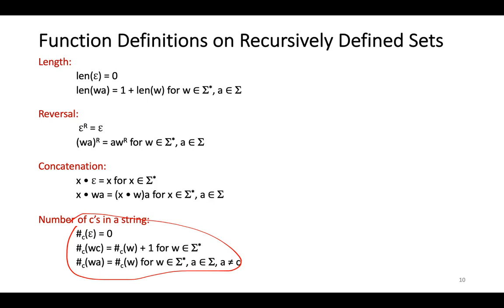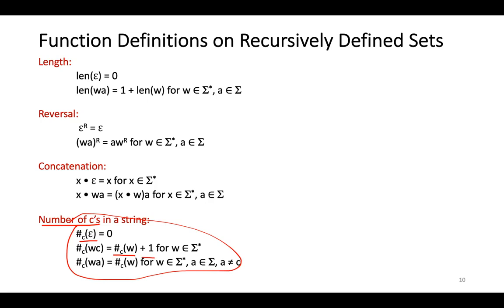Okay, this is about the string. We can see the new function about the strings, that is, the number of occurrences of a character in a string. So for the empty string, the number of C is 0. There is the string W with one character C. In this case, we can divide it into the number of C in the string W plus 1, because C is the character we are looking for. That's why it will be 1.